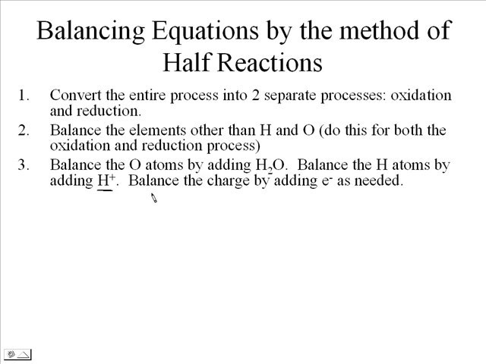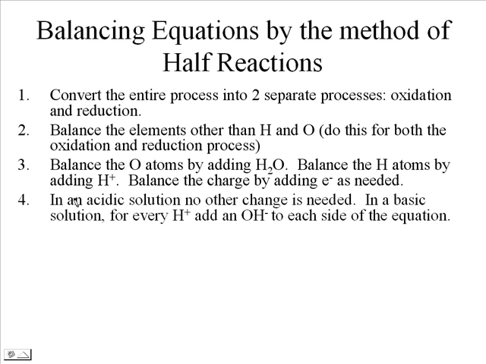Okay? And then you look at the total charge on the left-hand side, the total charge on the right-hand side, and those also have to be the same. And the way you make them the same is by adding electrons to either the left side or the right side to make them the same number. Okay, then if you're in an acidic solution, you're done. No other change is needed. That half reaction is now balanced. However, in a basic solution, for every hydrogen that you added up here in step 3, you add an OH to each side of the equation.